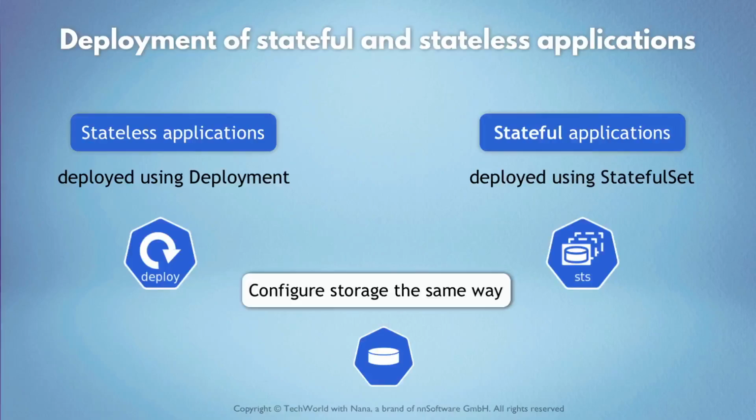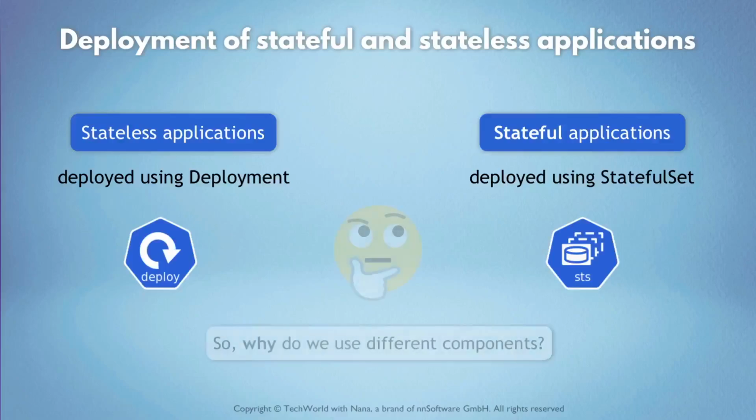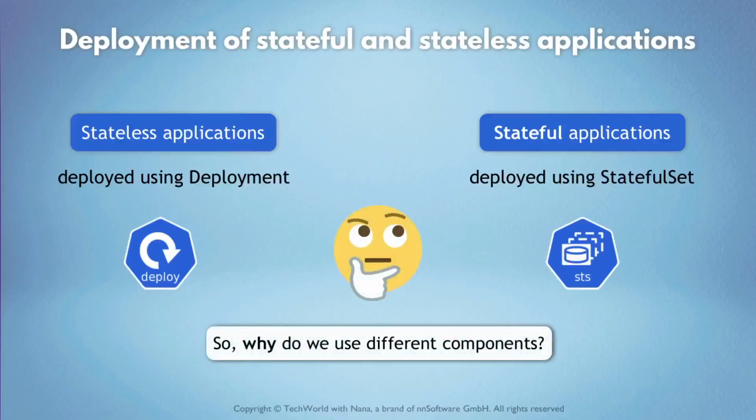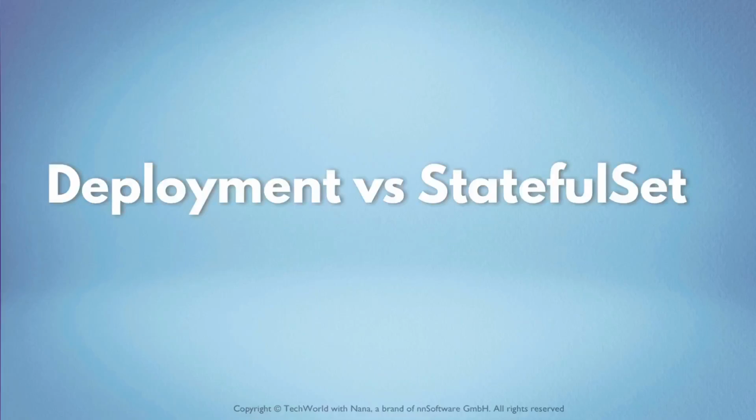So if both manage the replication of pods and also configuration of data persistence in the same way, the question is what a lot of people ask and are also often confused about: what is the difference between those two components? Why do we use different ones for each type of application? So in the next section, we're going to talk about the differences.